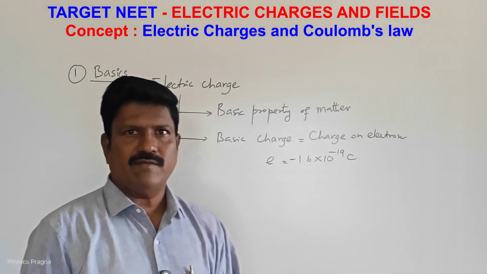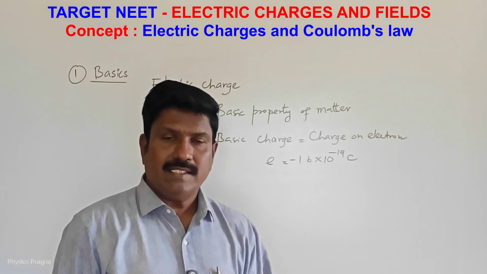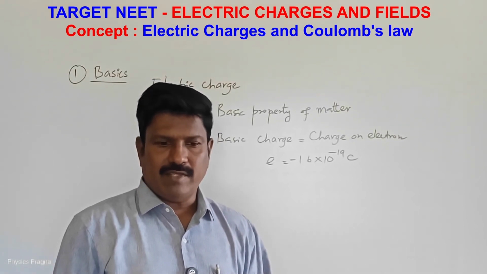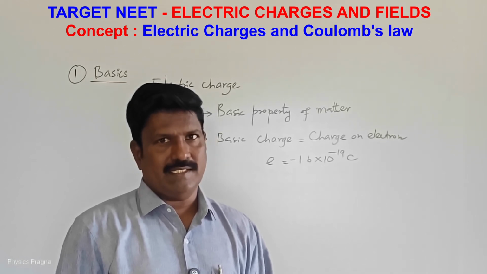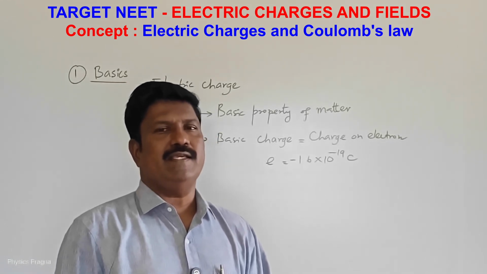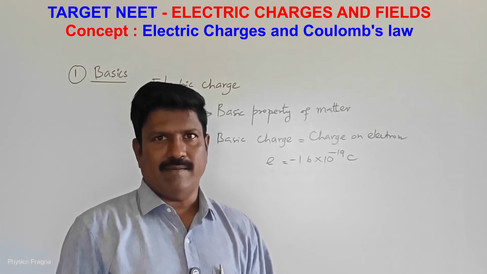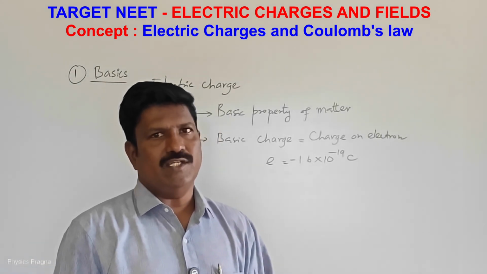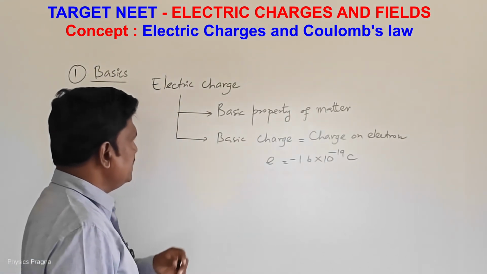We know that two types of charges are there, positive and negative charges. This property of a charge having two different kinds, minus and plus, is called polarity: positive polarity, negative polarity. Okay, this is the basic charge.